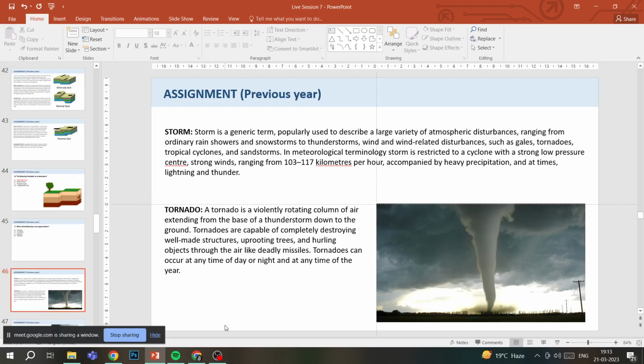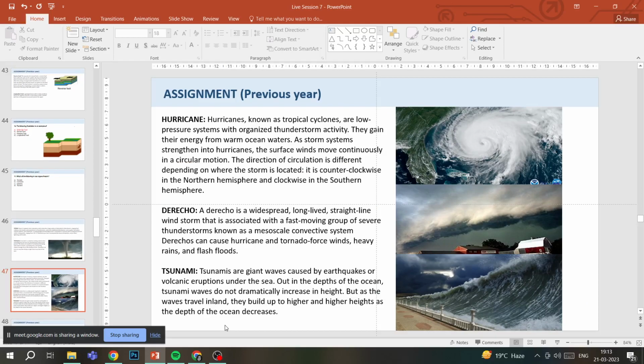Tornadoes can occur at any time of the day or night and at any time of the year, and this is how a tornado looks like. And I think we call it bavander in Hindi, if I'm not wrong. Hurricane. Hurricanes, known as tropical cyclones, are low pressure systems with organized thunderstorm activity.